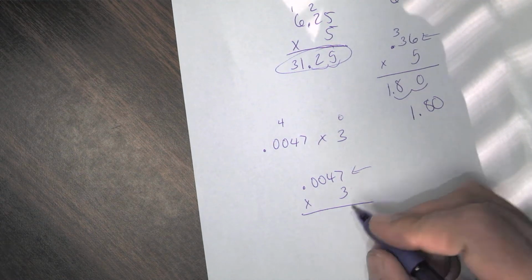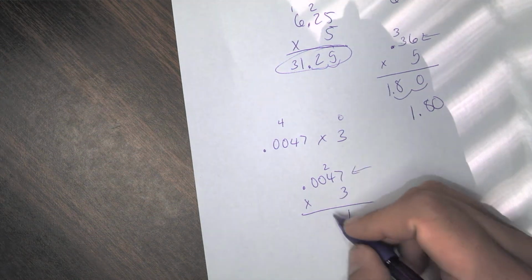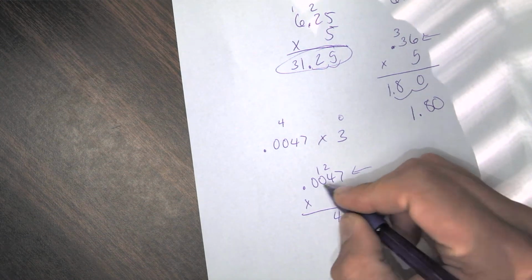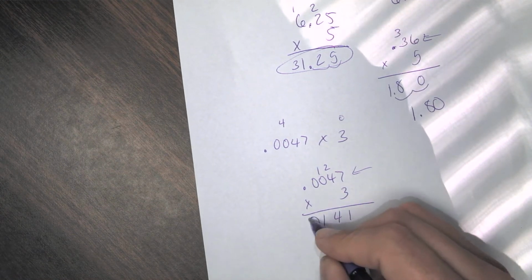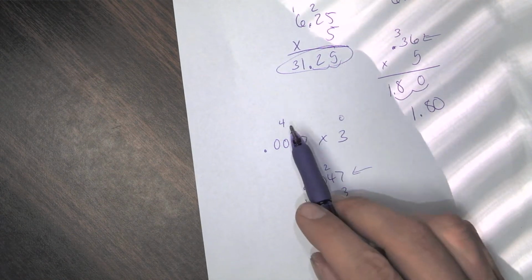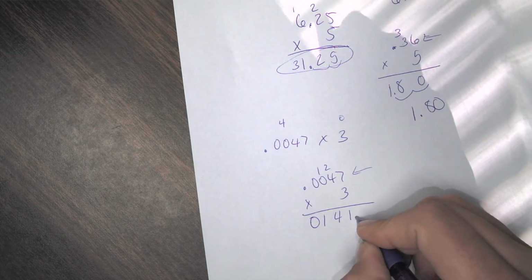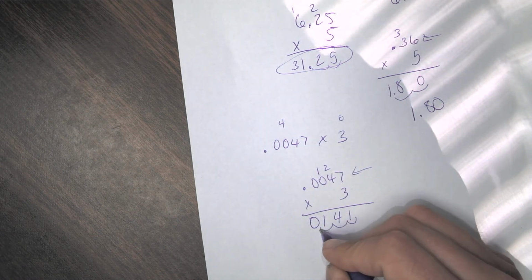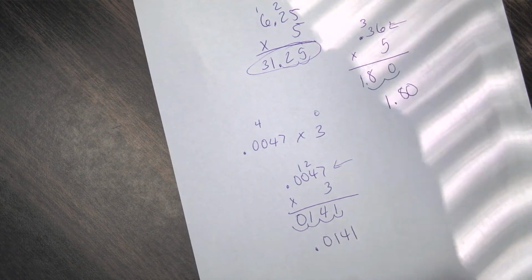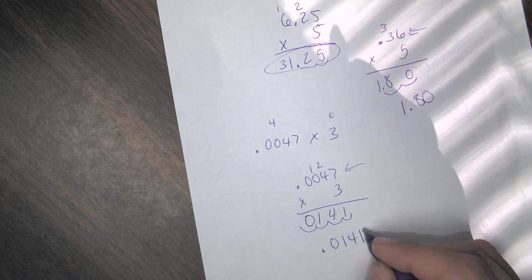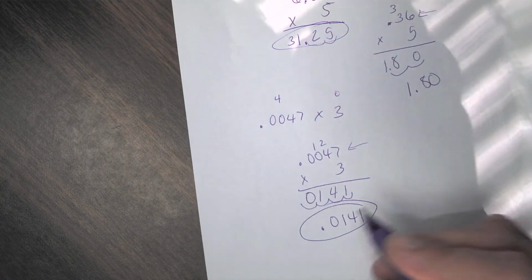So 7 times 3 would be 21. 3 times 4 would be 12, plus 2 would be 14. 3 times 0 is 0, plus 1 is 1. And then 3 times 0 is 0. Now I know from the beginning that I had to move my decimal 4 times. So I go down to my answer and move it 4 times: 1, 2, 3, 4. So my answer is 141 10,000ths, 0.0141. And like I said, you can put a 0 there.